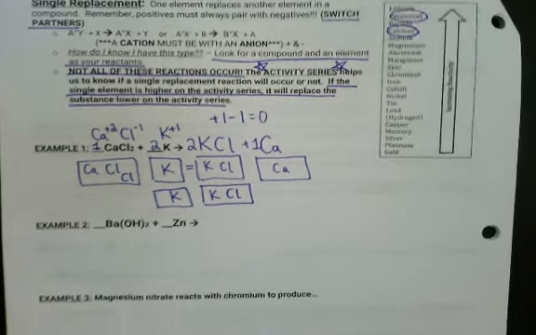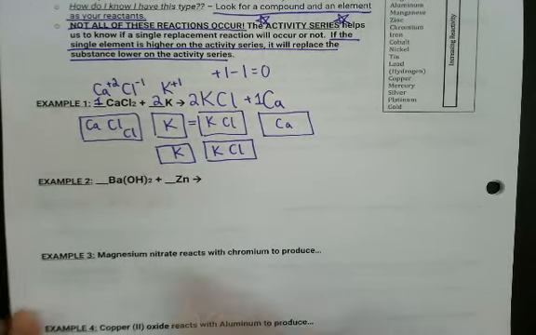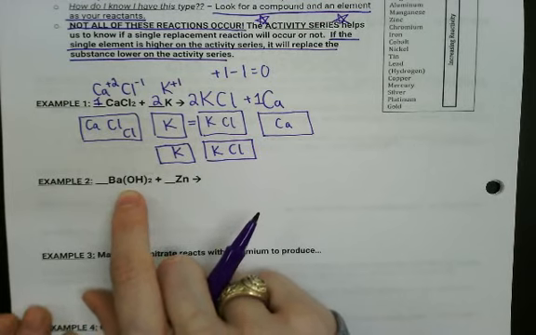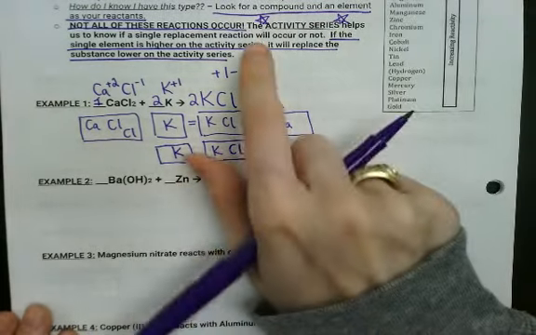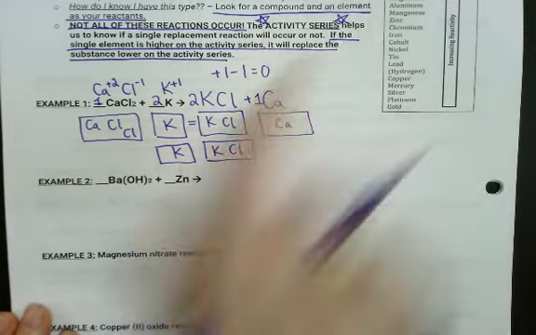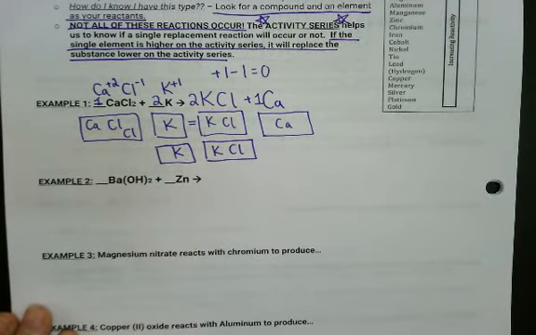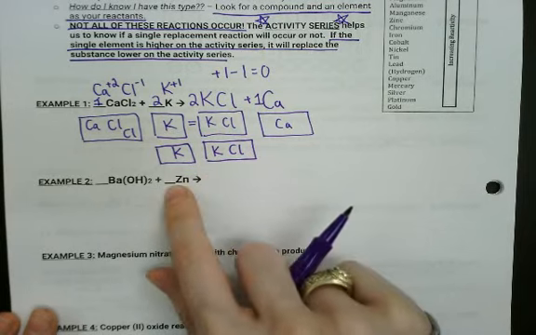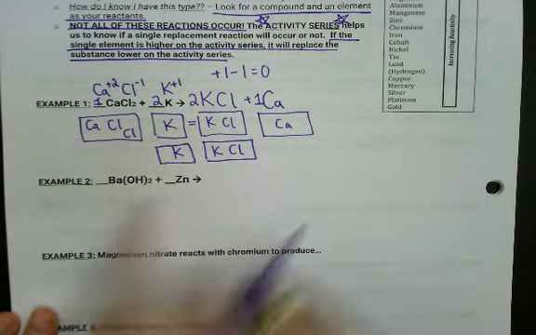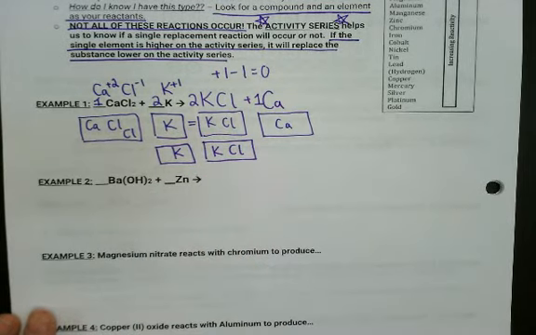Moving on to example 2, we are given the compound barium hydroxide and the element zinc. So again, we see that we have this compound and this element as our reactant, so we need to be thinking single replacement. But before we can move on and write our products, we need to actually determine whether or not this reaction is going to occur.